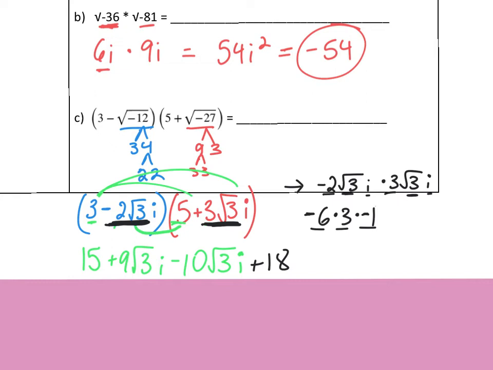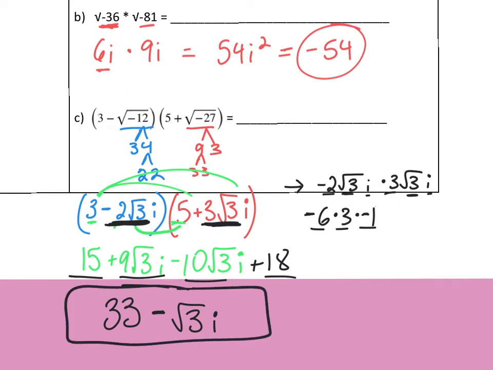So now we just can combine like terms. 15 plus 18 is 33. And then 9 square root of 3i minus 10 square root of 3i. Negative 1 square root of 3i. Perfection. So that would be my answer on that one. Questions on that? Okay. Ready to move on.